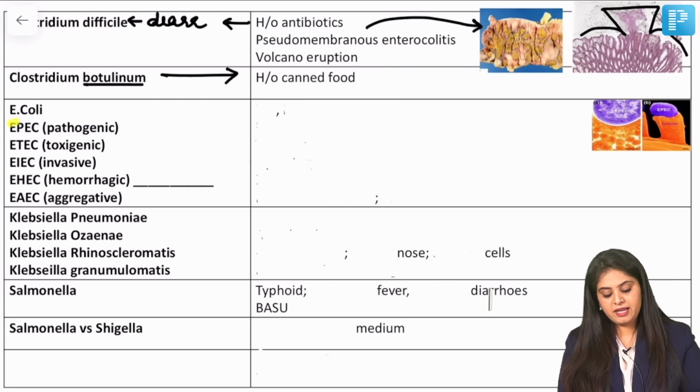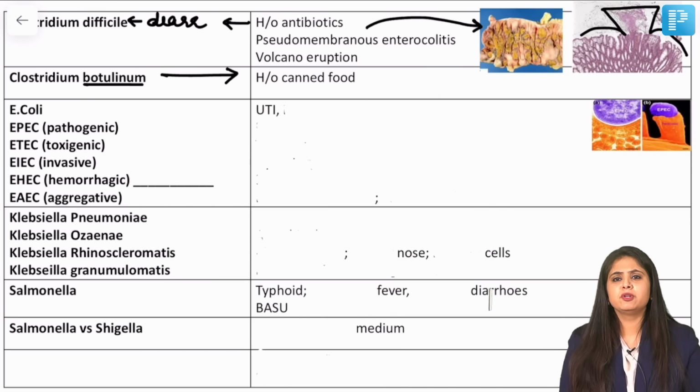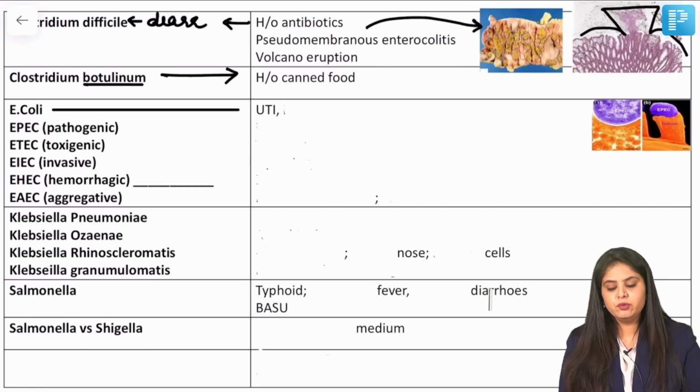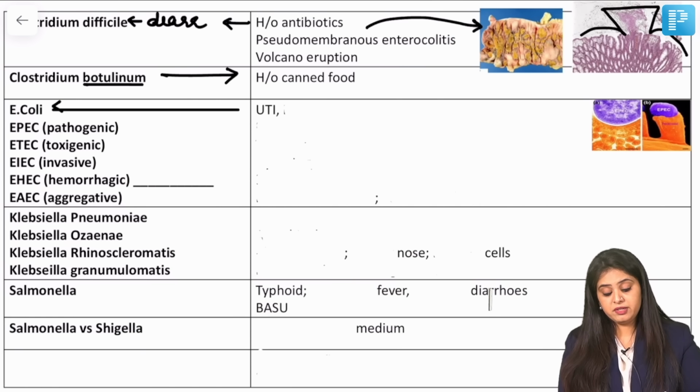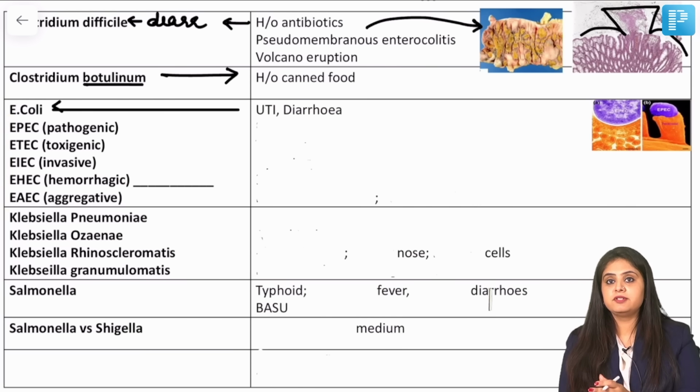Next is E. coli. I know when E. coli comes, we all think of most common cause of urinary tract infection is going to be E. coli, but examiner loves to ask you the diarrhea which E. coli causes. And there are so many types of E. coli, and everyone has a different diarrhea that it's causing.